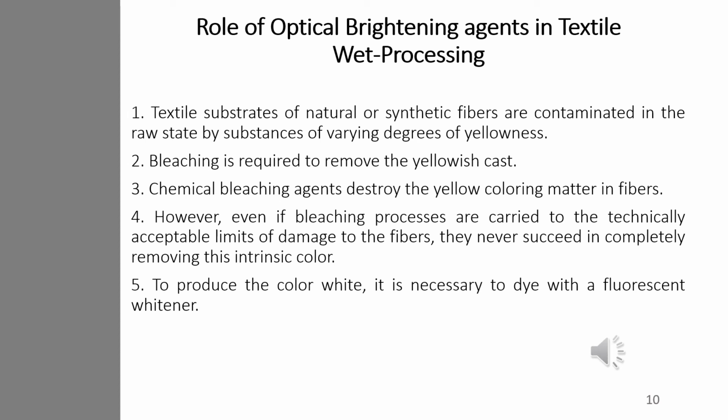So the textile materials such as natural or the synthetic fibers are obtained as a raw material, and these contain yellowness towards varying degrees. How we can remove the yellowness that is present on the natural or the synthetic fibers? Number 2. Bleaching is required to remove the yellowish cast. So, to remove the yellowness from the natural or the synthetic fibers, bleaching is required.